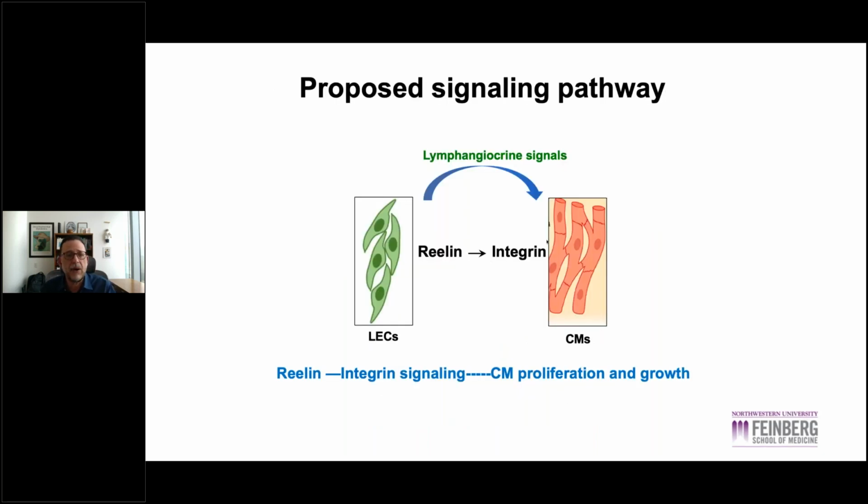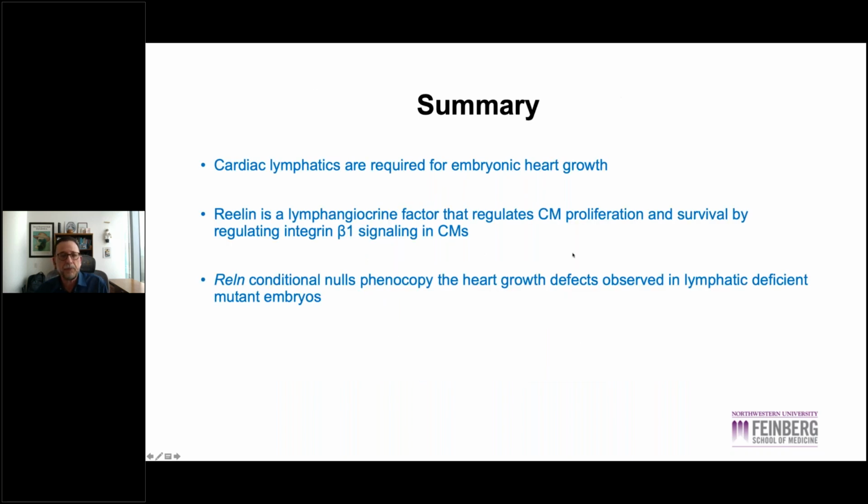So this allows us to conclude that lymphatic endothelial cells produce lymphangiocrine signals that act on cardiomyocytes. That signal is reelin, which acts on the beta integrin receptor and promotes proliferation and growth. To summarize this part, cardiac lymphatics are required for embryonic heart growth, and we think probably for other organs as well. Reelin is the secreted factor that regulates cardiomyocyte proliferation and survival through beta-1 integrin signaling in cardiomyocytes, and reelin conditional nulls also phenocopy the heart growth defects observed in lymphatic-deficient mutant embryos.